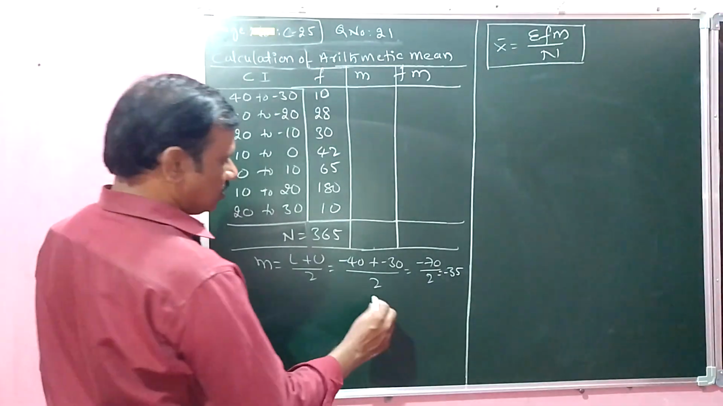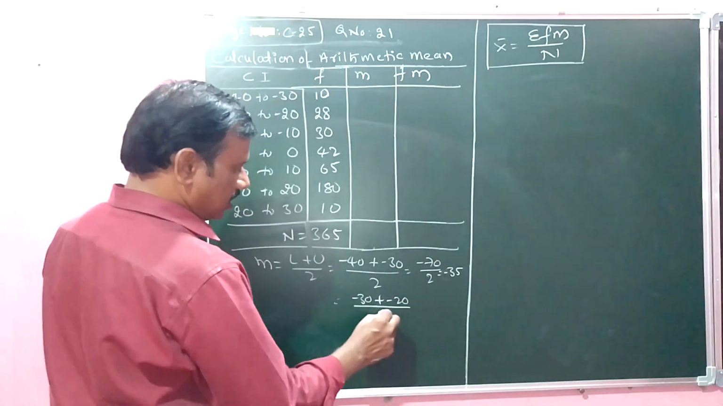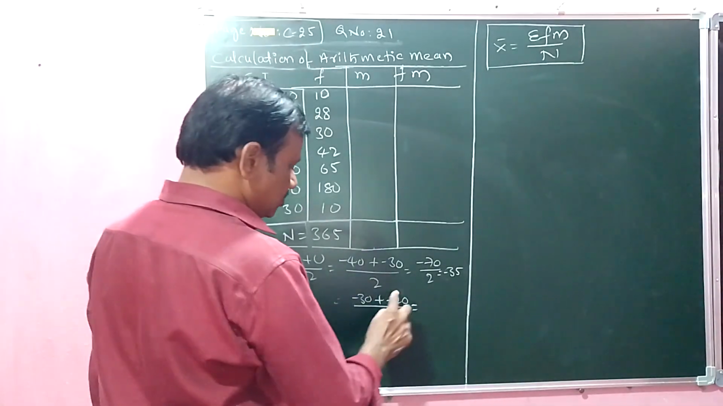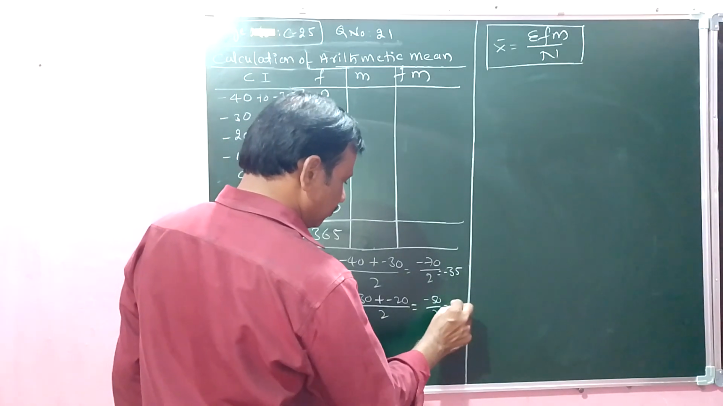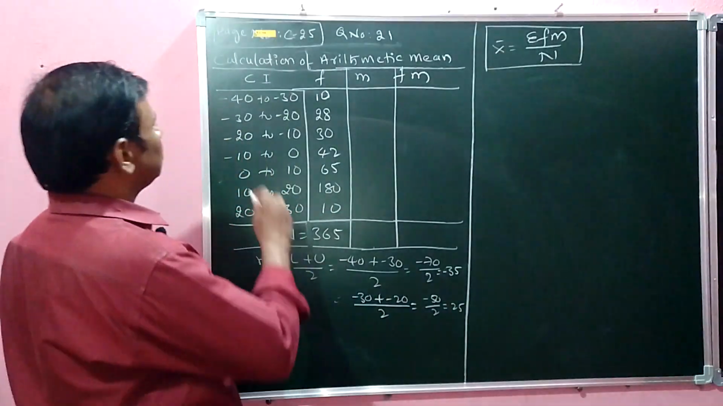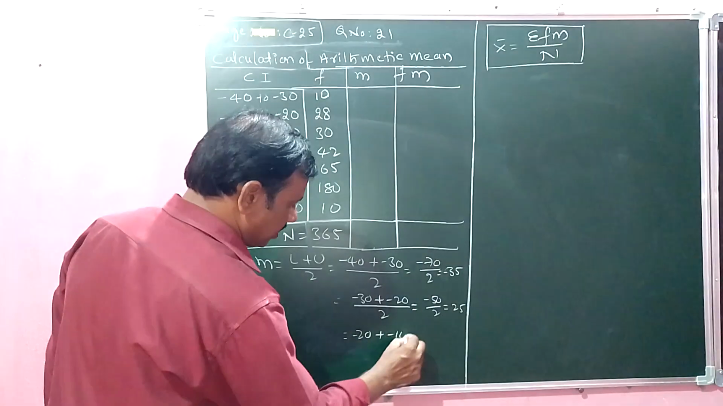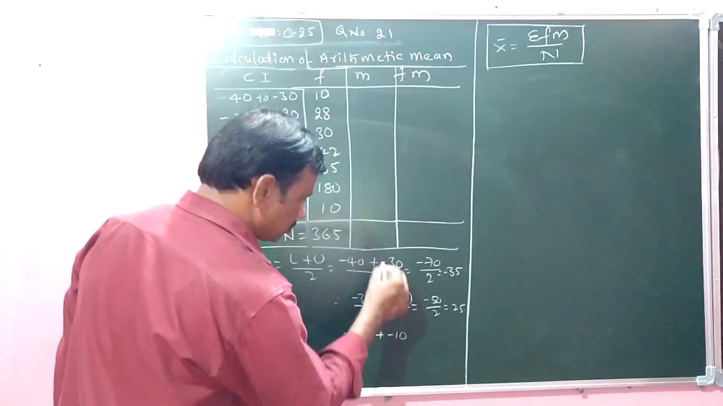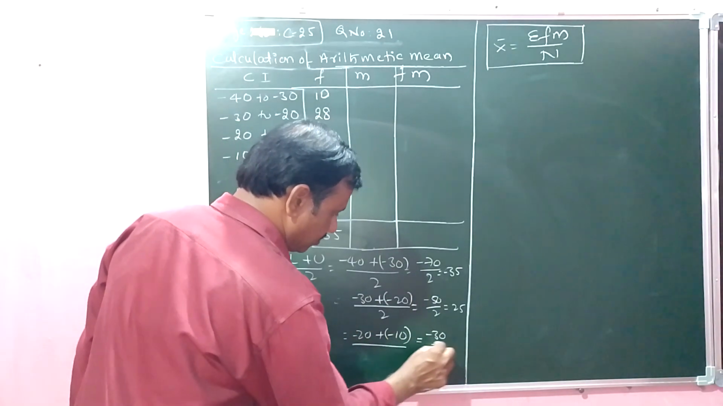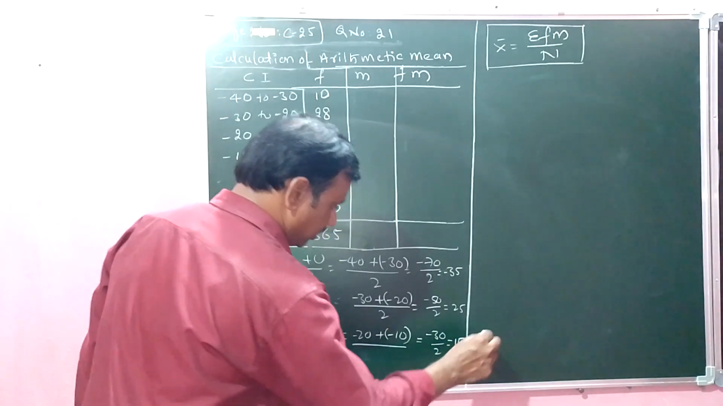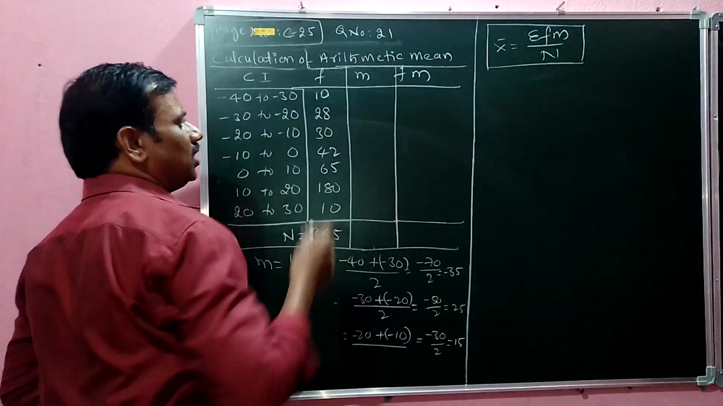Next, second one is minus 30 plus minus 20 divided by 2. So minus total is minus 50 divided by 2, that value is minus 25. So next one is minus 20 plus minus 10. So total value is minus 30 divided by 2, that value is minus 15. So here remaining also same. So here write mid values.